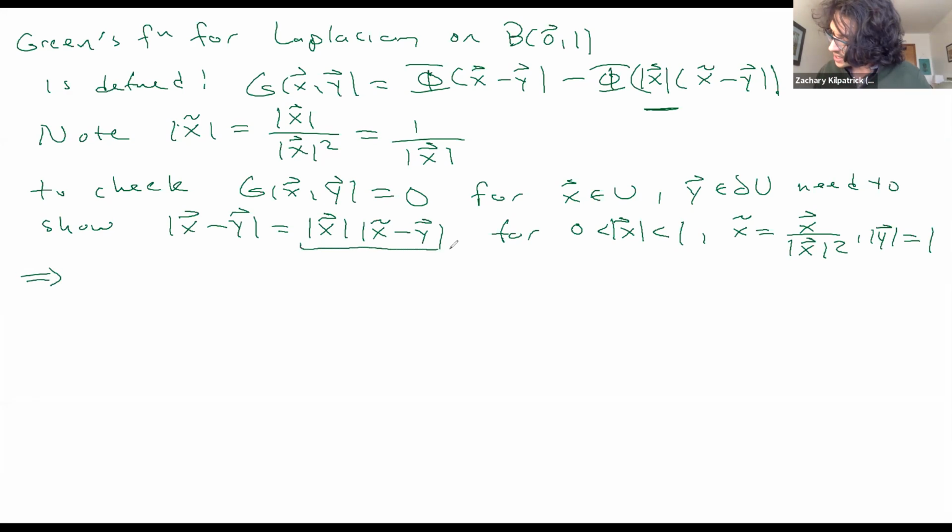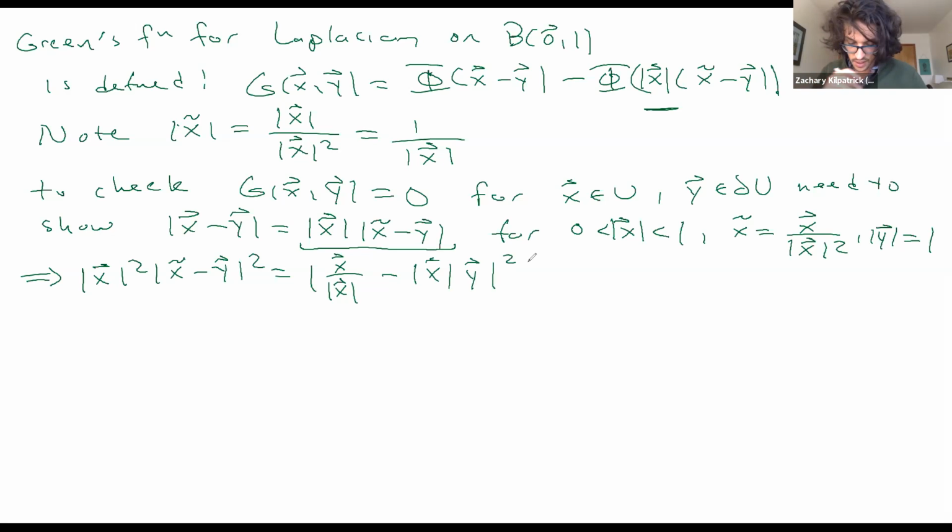In order to do that, I'm going to go ahead and square this here. I get the magnitude of x squared times the magnitude of x tilde minus y squared. I'm going to plug in and then distribute my x squared term and my x tilde term here. So I get x divided by magnitude of x, minus magnitude of x times y. But remember, y has magnitude 1, so we're probably going to use that later.